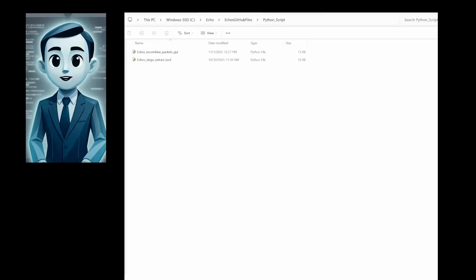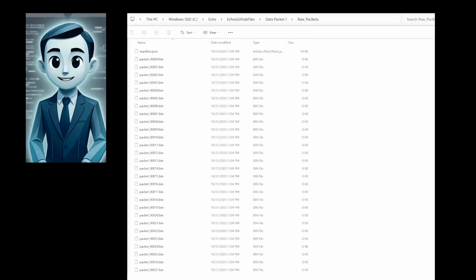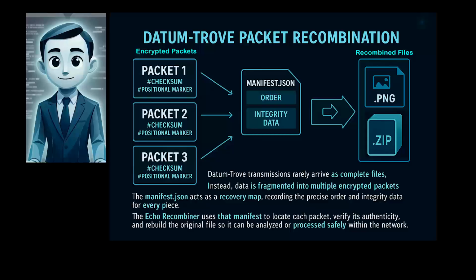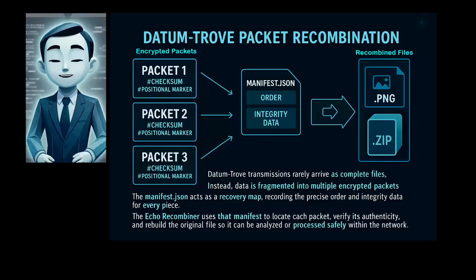Datum-Trove transmissions rarely arrive as complete files. Instead, data is fragmented into multiple encrypted packets during transfer, each fragment tagged with a checksum and positional marker. The manifest.json acts as a recovery map, recording the precise order and integrity data for every piece. The Recombiner uses that manifest to locate each packet, verify its authenticity, and rebuild the original file so it can be analyzed or processed safely within the network.